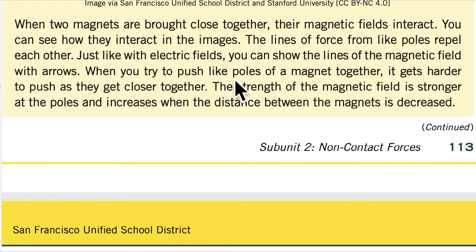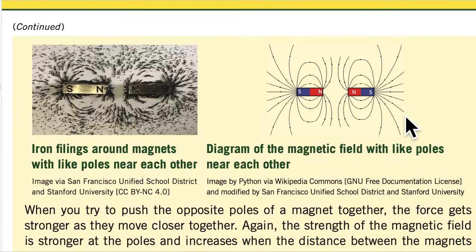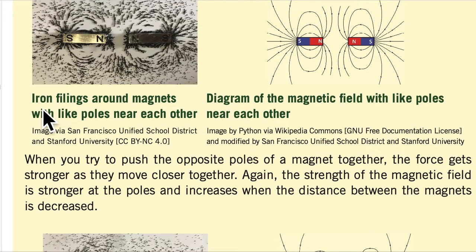When you try to push the like poles of a magnet together, it gets harder to push as they get closer together. The strength of the magnetic field is stronger at the poles and increases when the distance between the magnets is decreased. Iron filings around magnets with like poles near each other. Diagram of the magnetic field with like poles near each other.